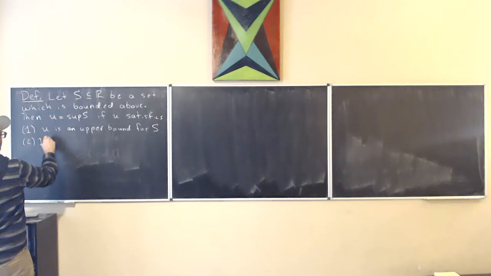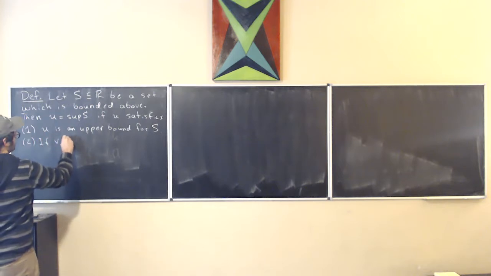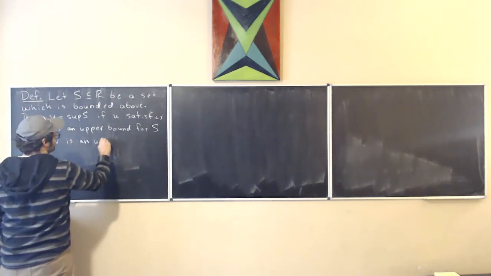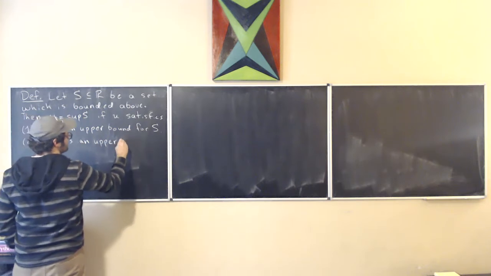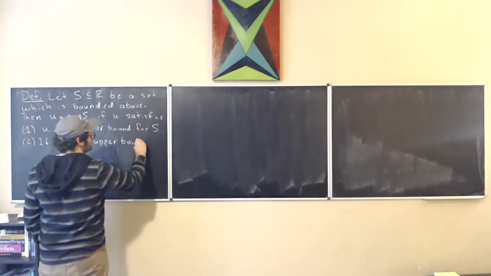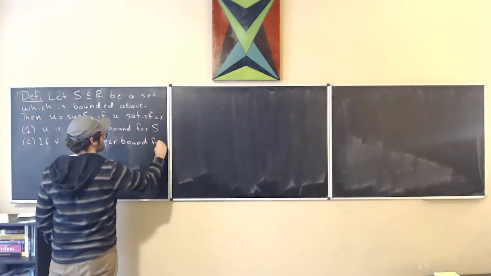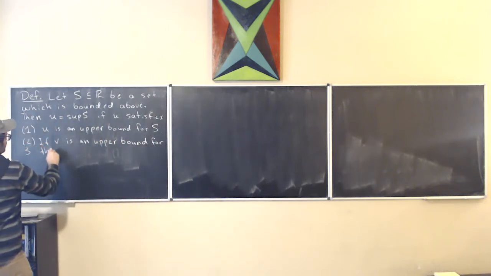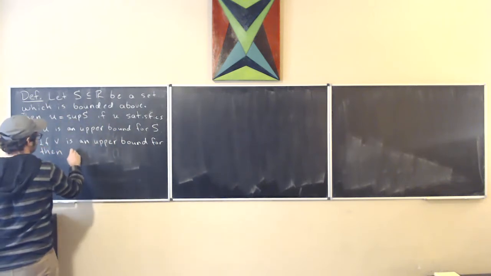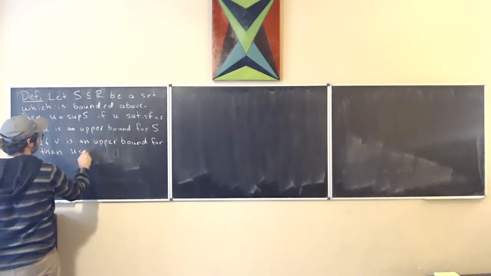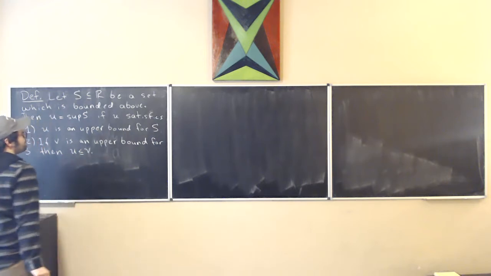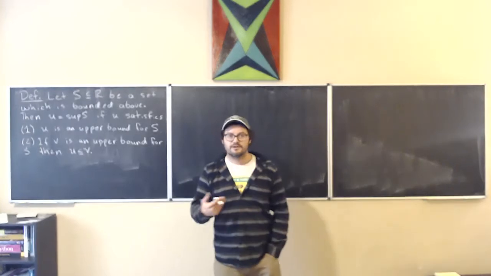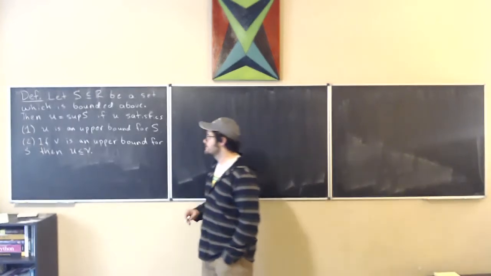if B is an upper bound for S, then U is less than or equal to B. So this is the definition that we take for the supremum of a set S.